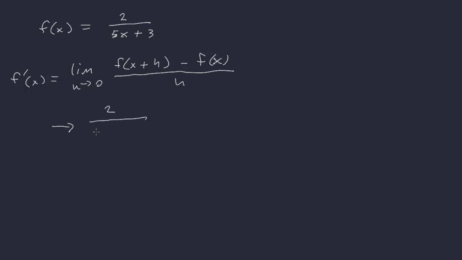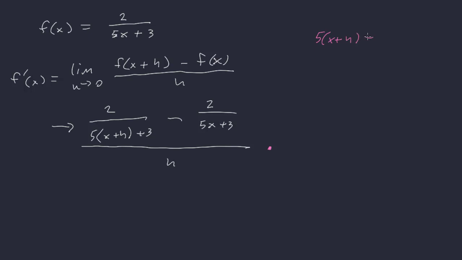Okay, so f of x plus h, all we're going to do is replace the x with x plus h. So we're going to get 2 over 5 times x plus h plus 3. Okay, then we'll have minus 2 over 5x plus 3 because that's just our f of x. Okay, and then this whole thing is going to be over h. Now, my preferred way of doing fractions within fractions is multiplying the top and the bottom by the denominators that we have. Okay, so before I do that though, I would like to simplify this denominator since 5 times x plus h plus 3 is going to be 5x plus 5h plus 3. I just want to simplify it that way. Okay, so let's go ahead and distribute that.